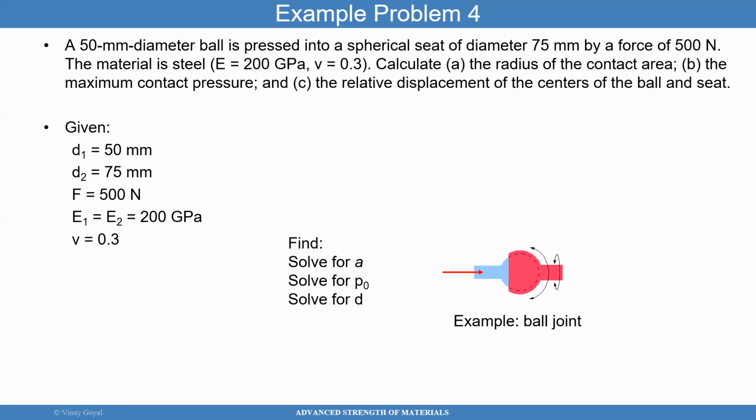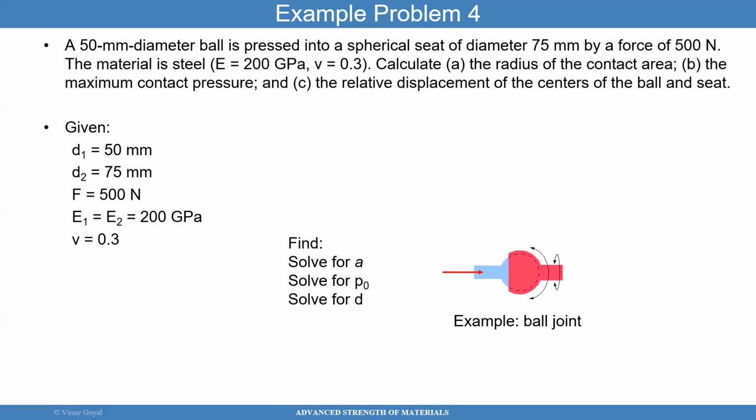What I like doing when I solve a problem is to write down all the variables that are given to me so I have a clear understanding of what was provided to me. What's provided to me in this problem as step number one, I'm given the diameters of the balls. I'm given the contact force, the force applied, and then I'm given the modulus and the Poisson ratio. And then I want to find the area of contact, the radius of the area of contact, and then I want to solve for the maximum pressure. I also want to solve for the deflection D. So that's at the bottom right.